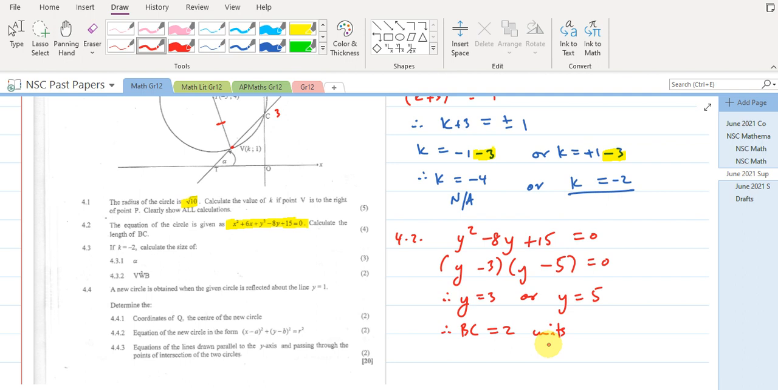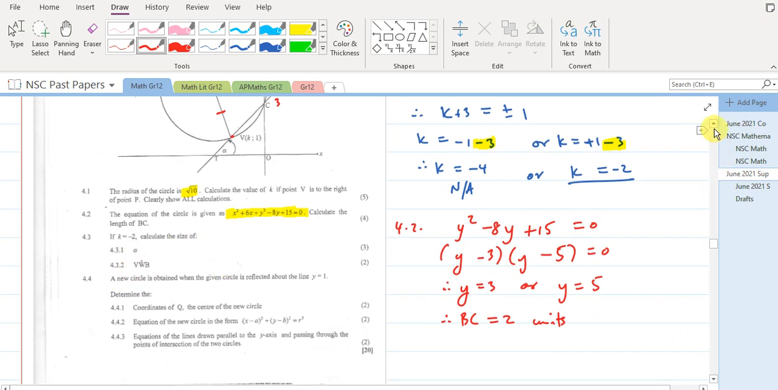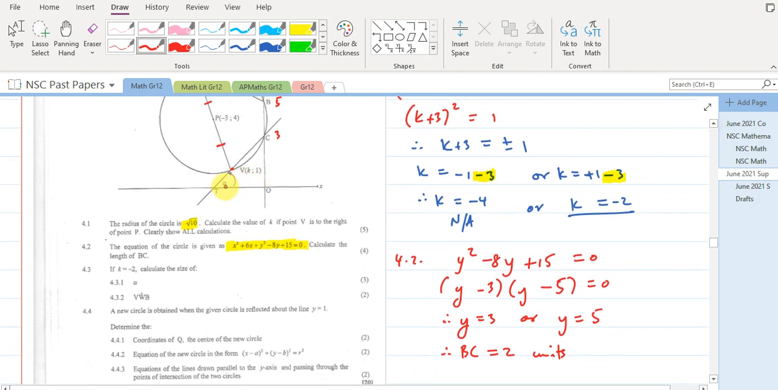If k is equal to minus 2, these are some of the hints that they give you. Obviously, if you couldn't solve it earlier, then take it here. So if k is equal to minus 2, calculate the size of alpha. Why did they give us that? In order to calculate alpha, we look along the line TC, which is making an angle of inclination.